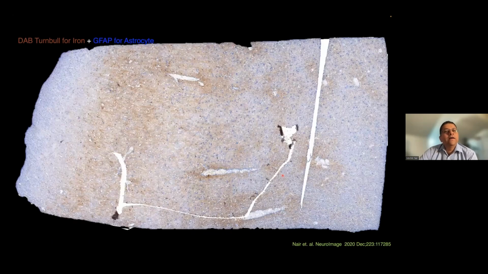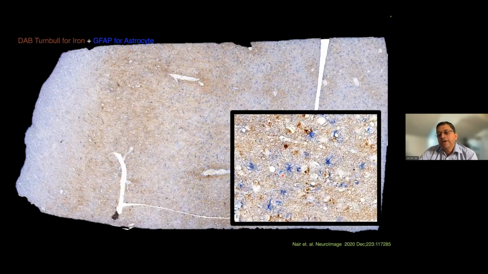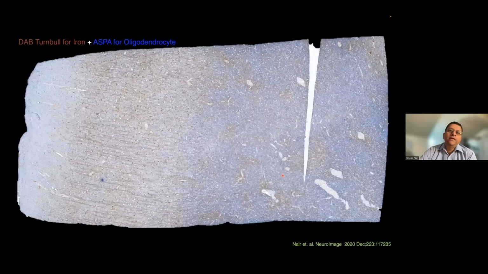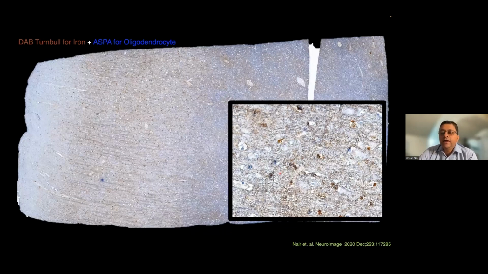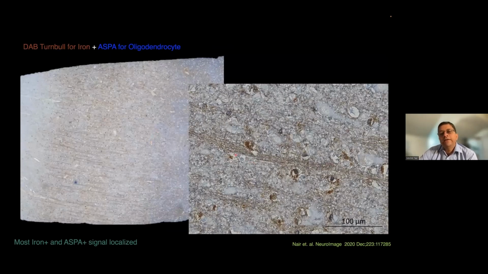And then there are astrocytes. Again, iron is not co-localizing with astrocytes. And with oligos, you can see that there's definite overlap of brown and blue signal here. So iron is in oligodendrocytes. This is the normal appearing cortex, right? This is another area, just to show that you can see very good co-localization right here.